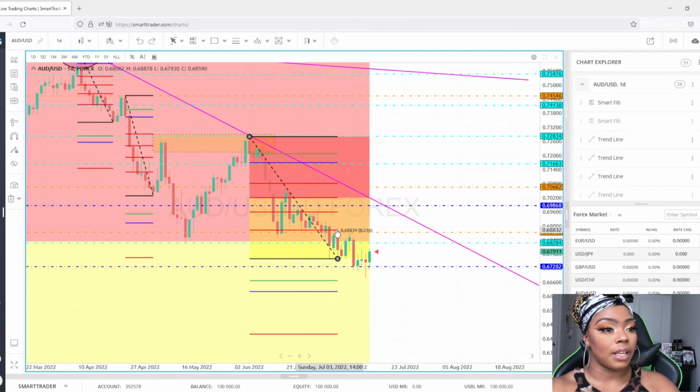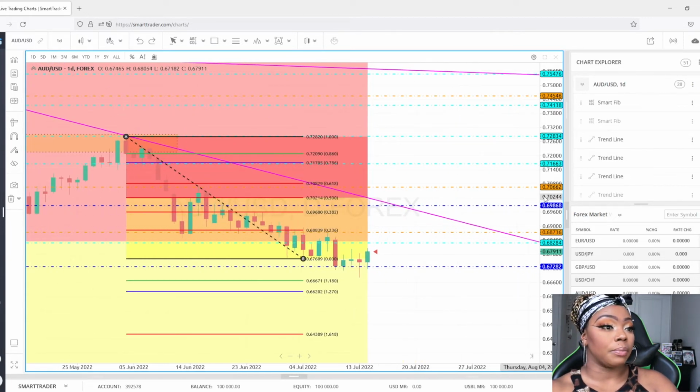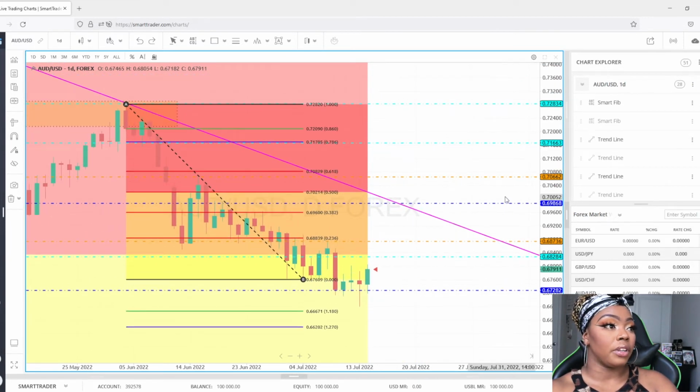I mean, I guess we got a shallow retracement to the 236. But you know, depending on your trader rules, you can go ahead and play this. You can play it down to the 1618, or you can wait for a deeper retracement to 382, the 50, or the 618, right? But if you're like me, I like to do some smaller plays.